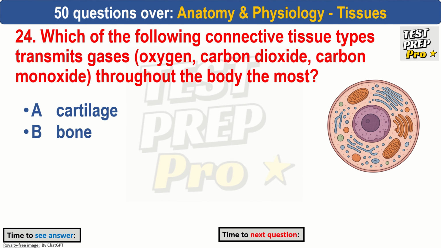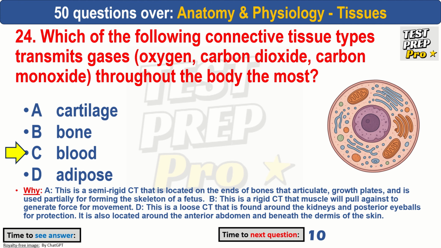Which of the following connective tissue types transmits gases like oxygen, carbon dioxide, and carbon monoxide throughout the body the most? Is it cartilage, bone, blood, or adipose? The answer is blood. Cartilage is found between a lot of bones and on the ends of bone, and bone itself is just to give the body a rigid structure to pull against with muscles.